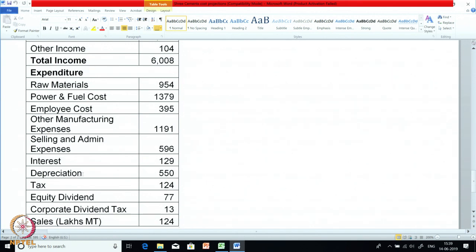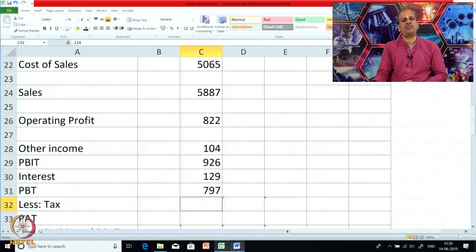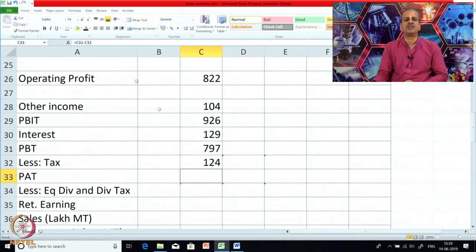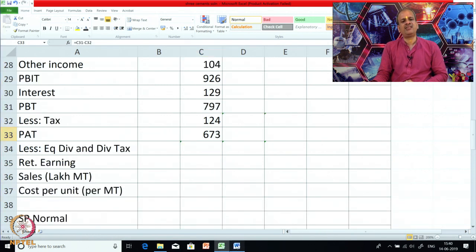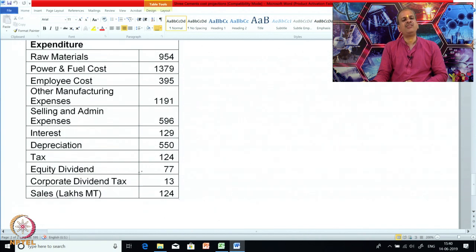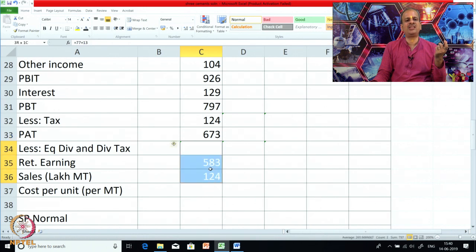So up to the depreciation all items are given, from that we have to calculate this figure of PBT. Are you getting the same figure like me? Please check it out, do it with myself. Now on this the tax will be charged, the amount is given to you, it is 124. So get profit after tax, which is 673. PBT minus tax, you will get profit after tax. Then they have given some extra information like equity dividend and corporate dividend tax, which is actually not a part of cost accounting, but we will just mention it so that we can calculate the retained earnings.